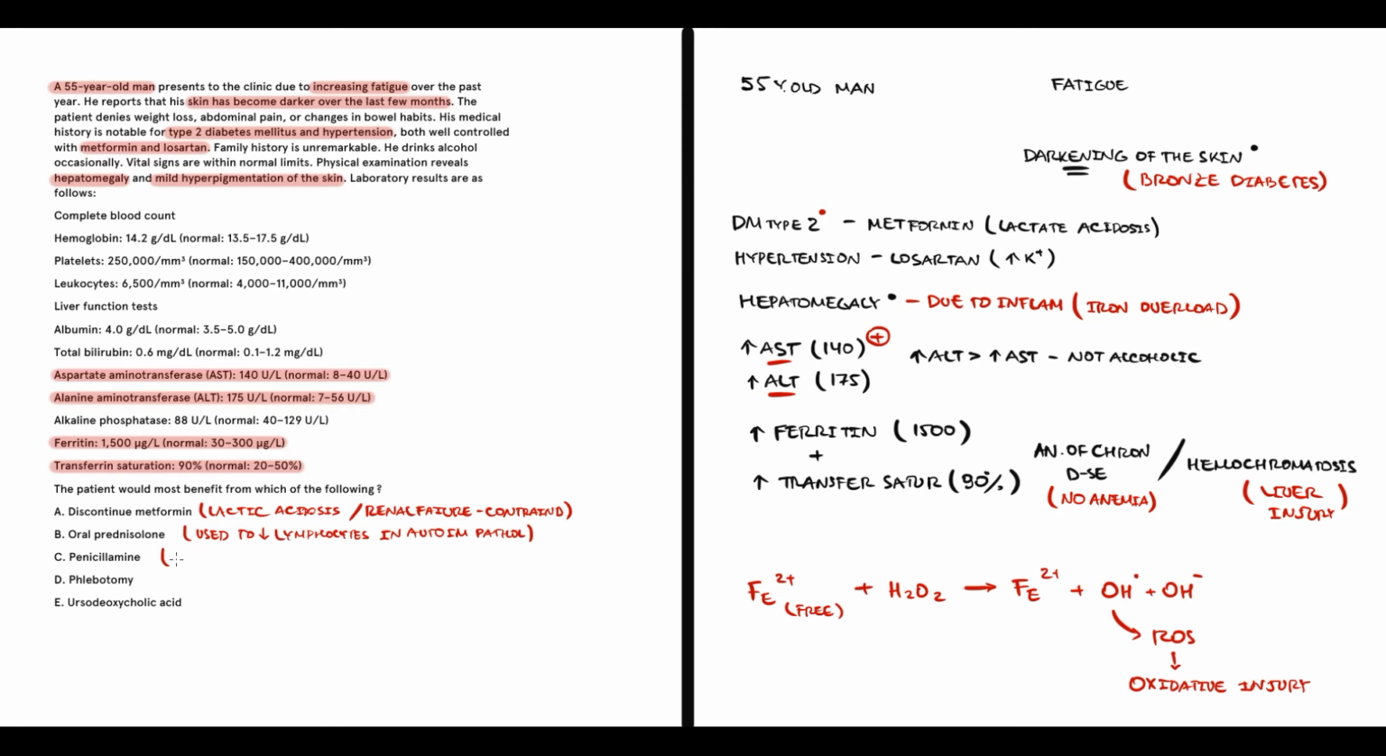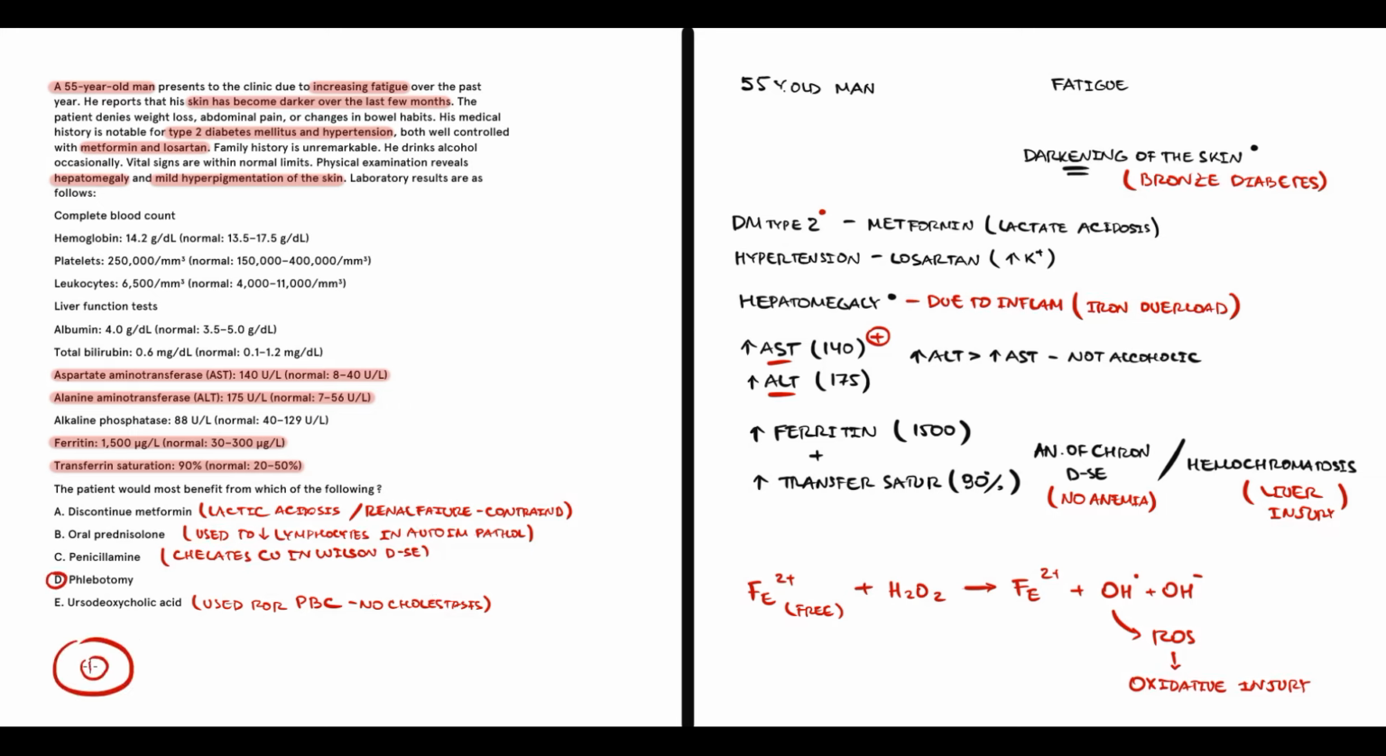Penicillamine is a drug of choice for Wilson disease, where we need to chelate copper. Ursodesoxycholic acid we use for primary biliary cholangitis. In this case, there is no evidence of cholestasis, so it's not the case here. So the correct option here is phlebotomy.